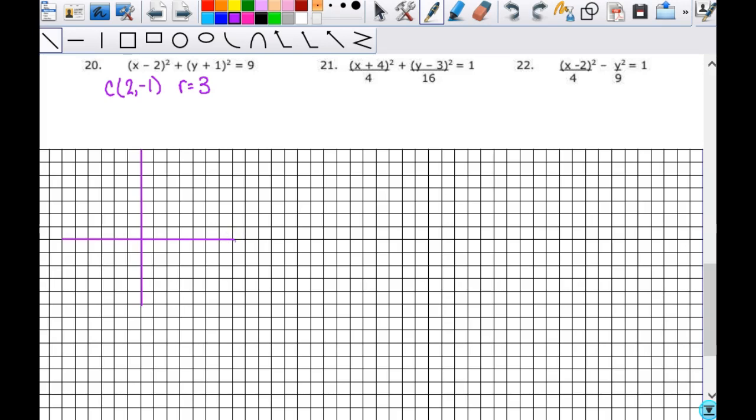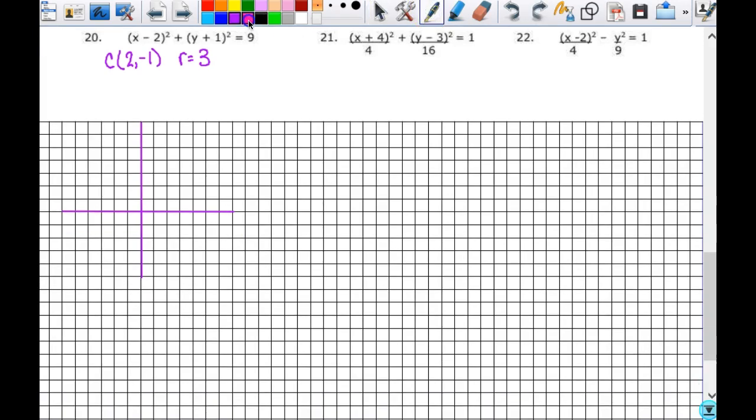I think that's big enough. So I go to plot my point. My center point is at 2, negative 1, and my radius is 3. So from this point, I count to the right 3, go back to the center, up 3, go back to the center, to the left 3, center, down 3. And I'm going to sketch that in. There's my circle. That's a pretty good circle.